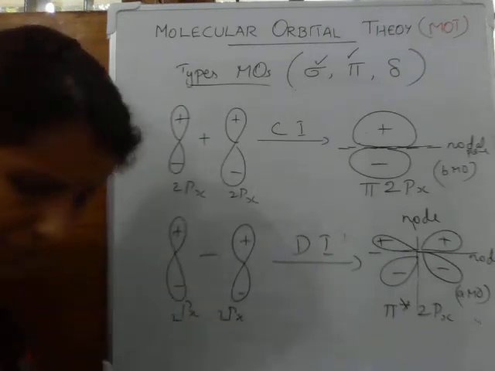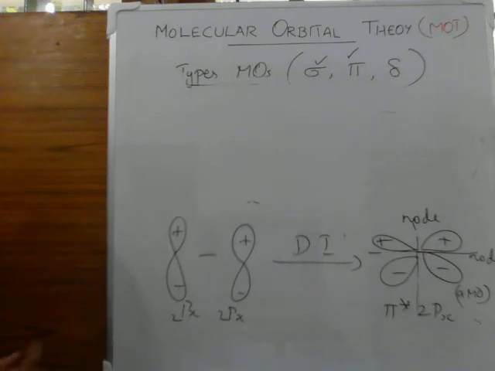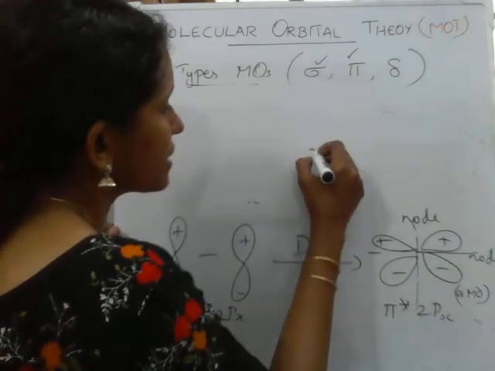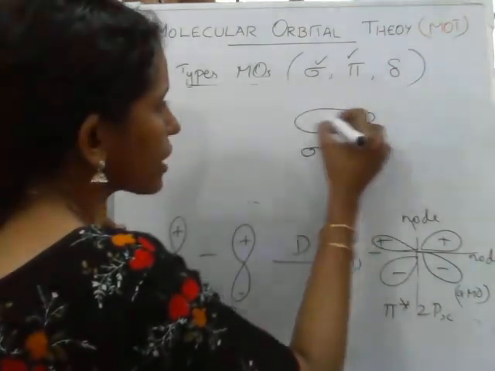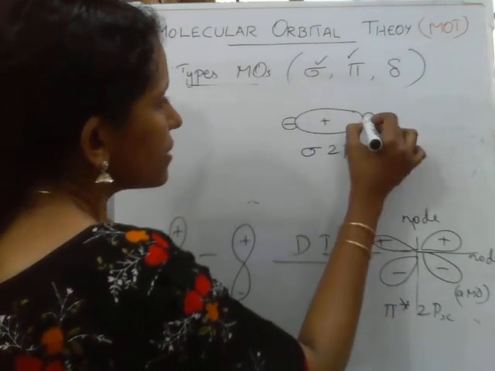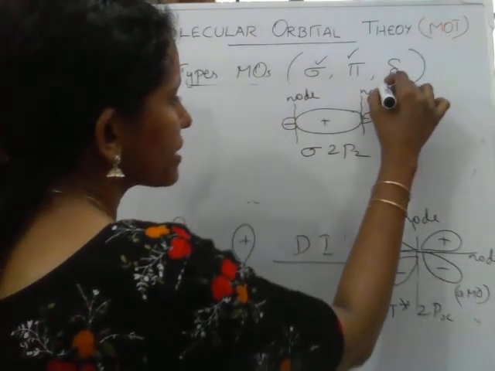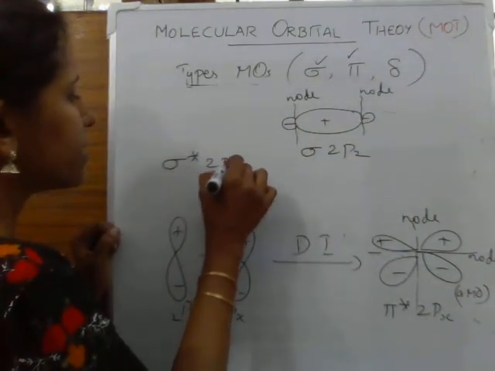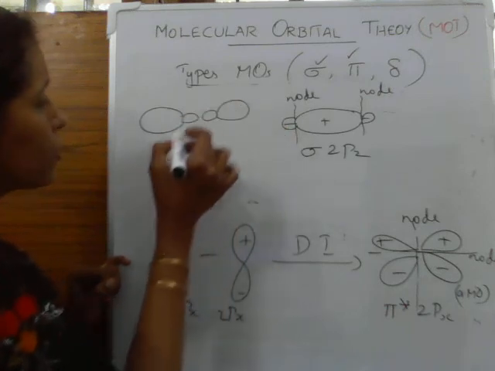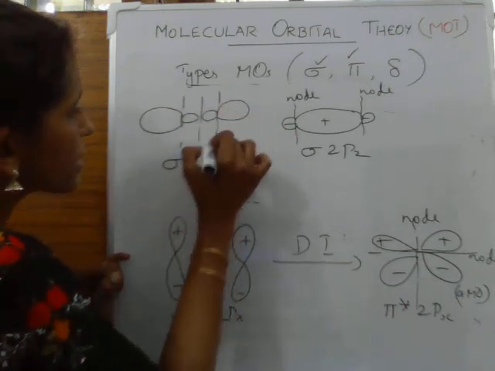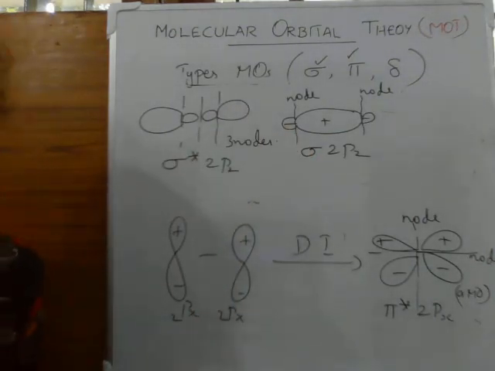For pz we have drawn, no? For pz I forgot to tell the nodes present. The pz bonding, that is sigma 2pz. How did we represent it? A larger lobe, then a smaller lobe on either side. Here one node will be there, here one node will be there. That means two nodes. Two nodes are present in sigma 2pz. In sigma star 2pz, the arrangement was a larger lobe, smaller lobe, then a smaller lobe, larger lobe. Here how many nodes were there? Three nodes. Three nodes were present in sigma star 2pz. Clear, children?